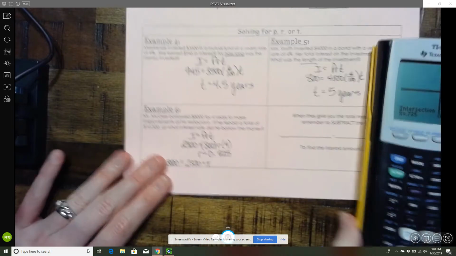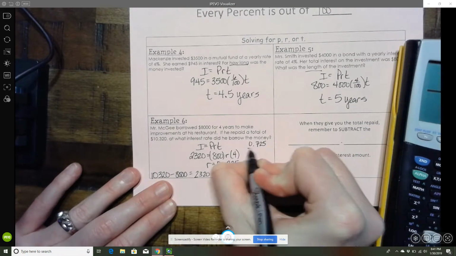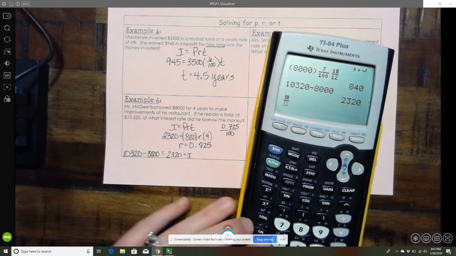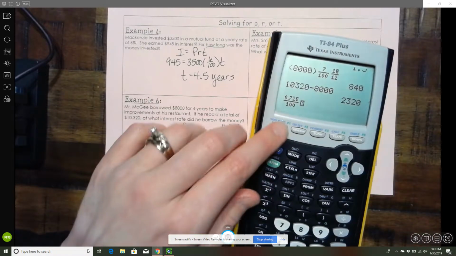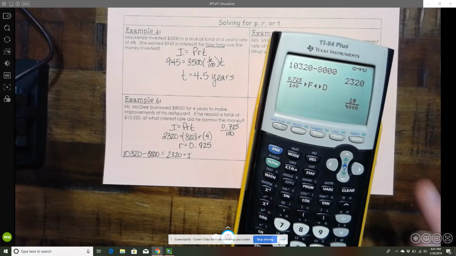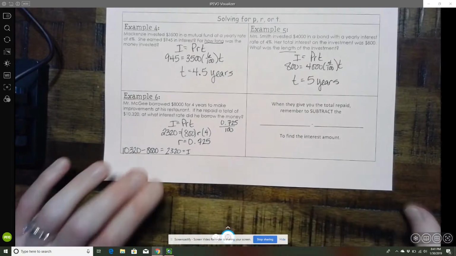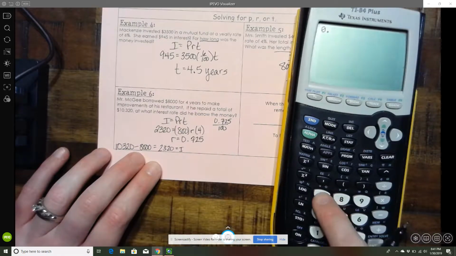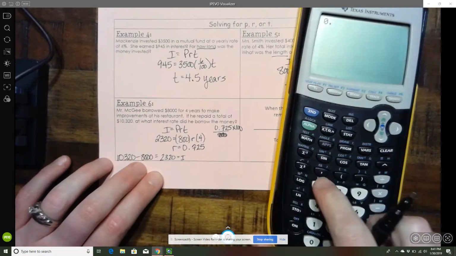0.725. Now, if you want to turn this into a percent, you just put it over 100, 0.725, and then you can alpha Y 4. Oh, that didn't work. Hang on. Oh, I apologize. You multiply it by 100. So you don't need to divide by 100. You just multiply it by 100.